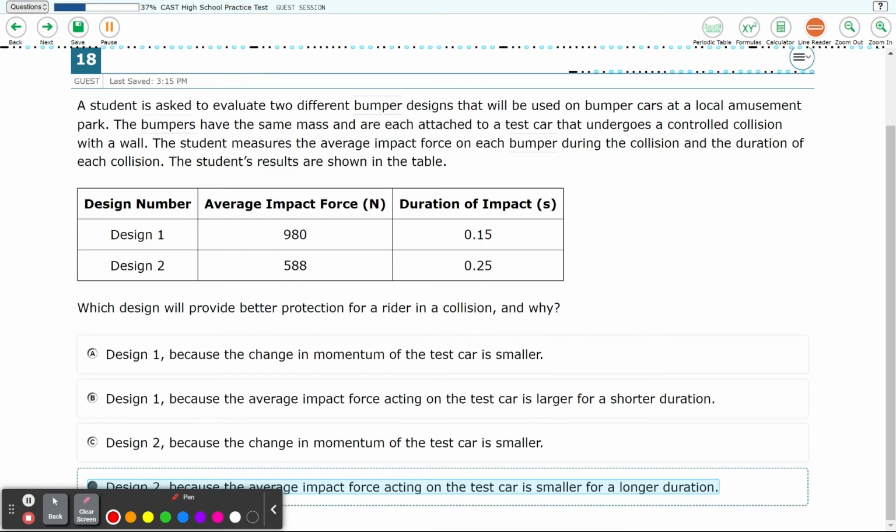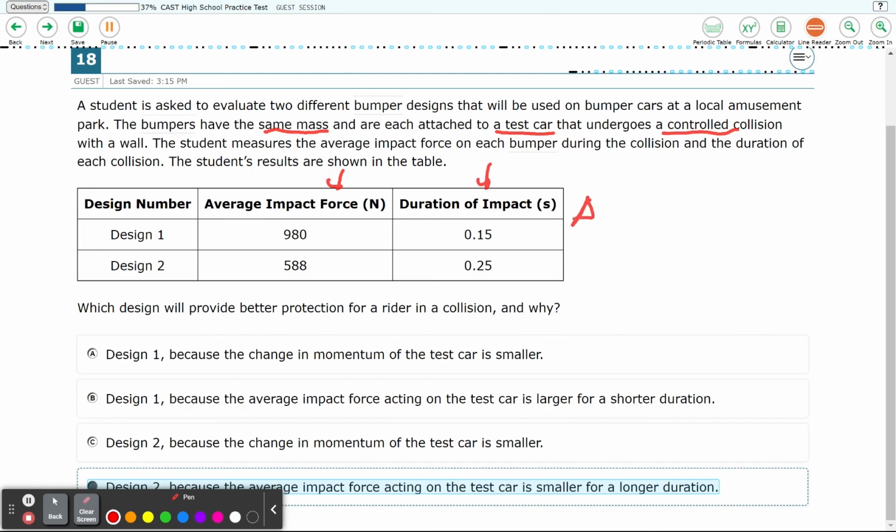Right, so if we take a look at the answer here, we see that the bumpers have the same mass and they undergo a controlled collision. They've been attached to a test car. So presumably they're attached to the same test car, I'm guessing. But regardless, it says controlled collision, which means all variables that we aren't testing must be held constant. So the mass and the velocity are held constant.